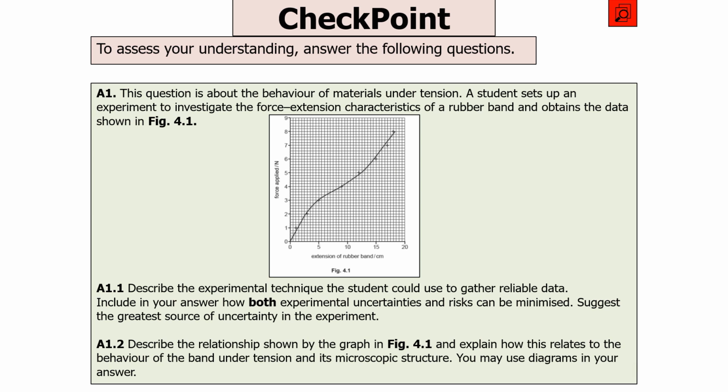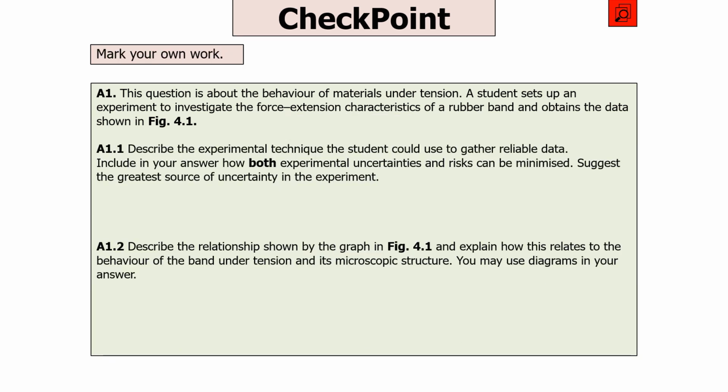Suggest what the greatest source of uncertainty in the experiment is. Then describe the relationship shown by the graph in figure 4.1 and explain how this relates to the behaviour of the band under tension and its microscopic structure. You may use diagrams in your answer. So pause the video now, then unpause the video when you want to go through your answer.